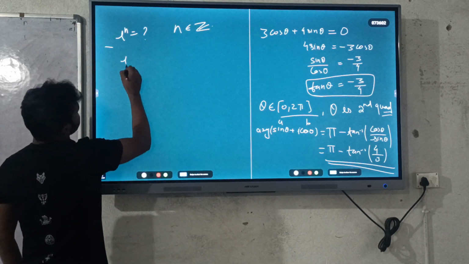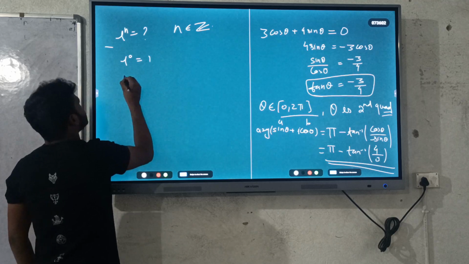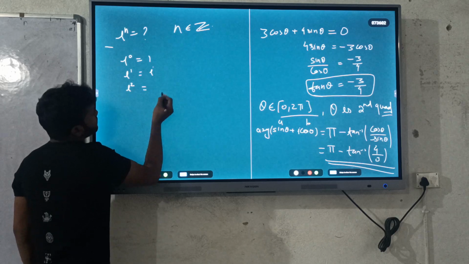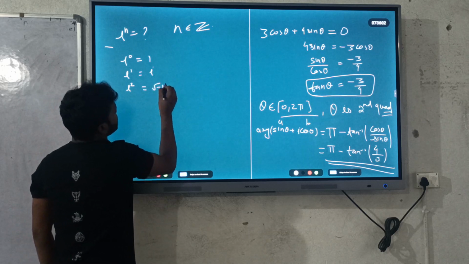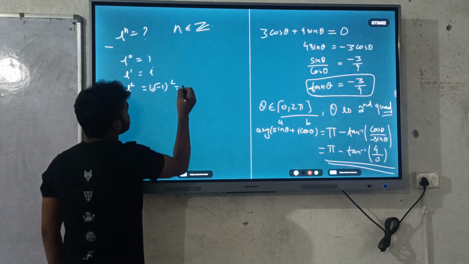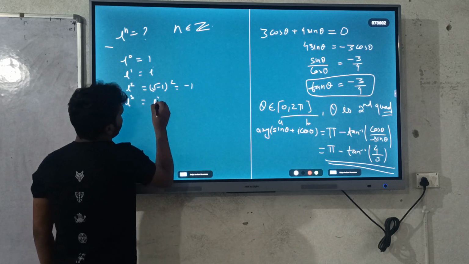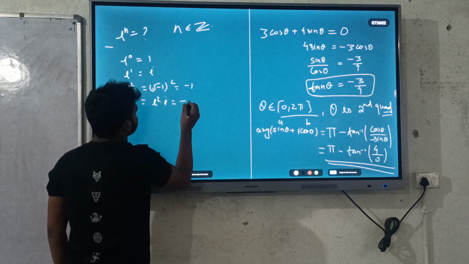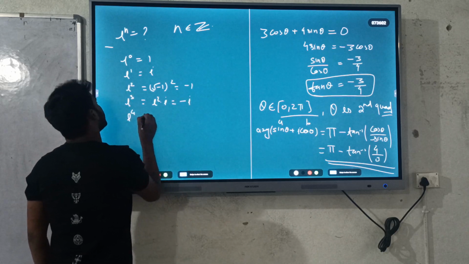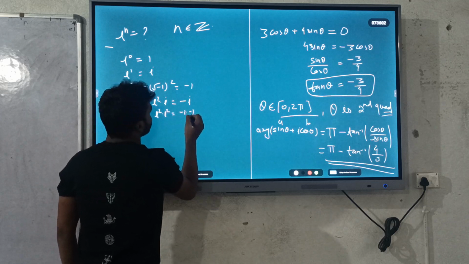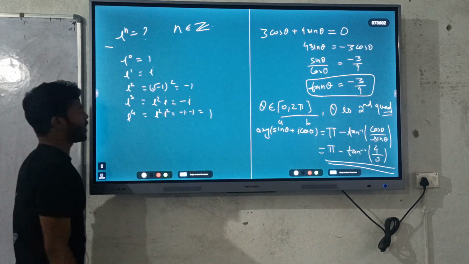In the first, start from 0. This is value 1, as you know. I, this is value i. i squared means root minus 1 whole squared, that becomes minus 1. i cubed is i squared times i, that is minus i. i to the 4 is i squared times i squared, that is minus 1 into minus 1, that becomes 1.